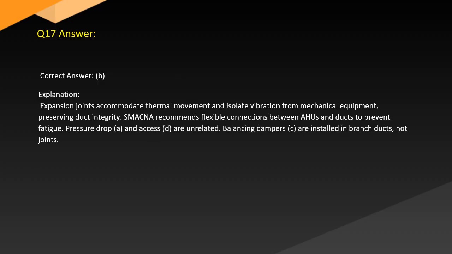Answer. Correct answer. B. Explanation. Expansion joints accommodate thermal movement and isolate vibration from mechanical equipment, preserving duct integrity. SMACNA recommends flexible connections between AHUs and ducts to prevent fatigue. Pressure drop, A, and access, D, are unrelated. Balancing dampers, C, are installed in branch ducts, not joints.